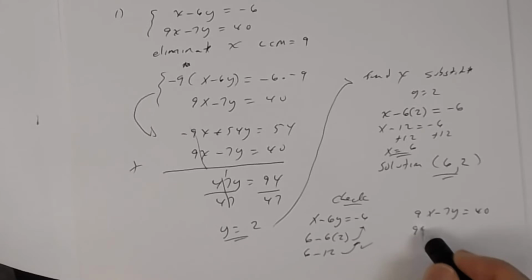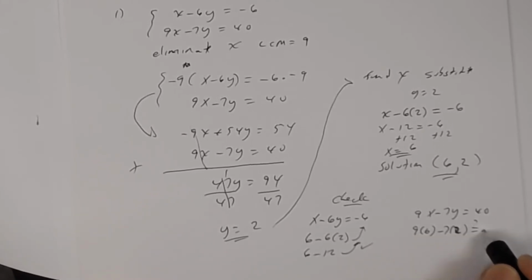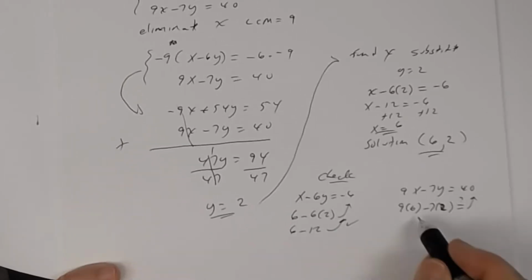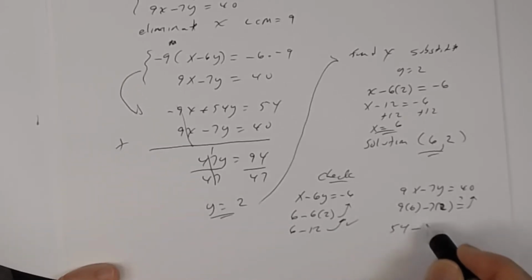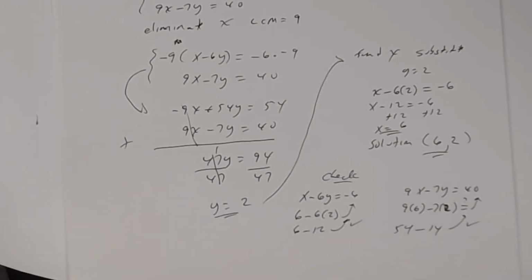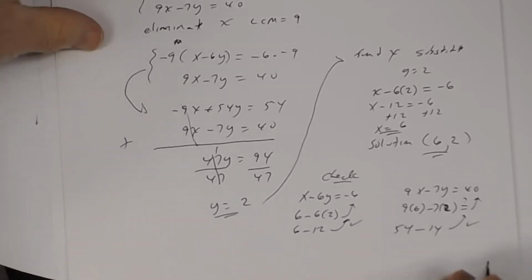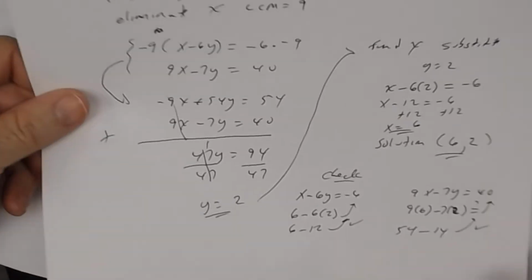Over here, 9 times 6 minus 7 times 2, I want to see if that's going to equal 40. Well, 9 times 6 is 54, 7 times 2 is 14, and when you subtract, you do get 40. All right, so that's correct. Let's look at number 2.